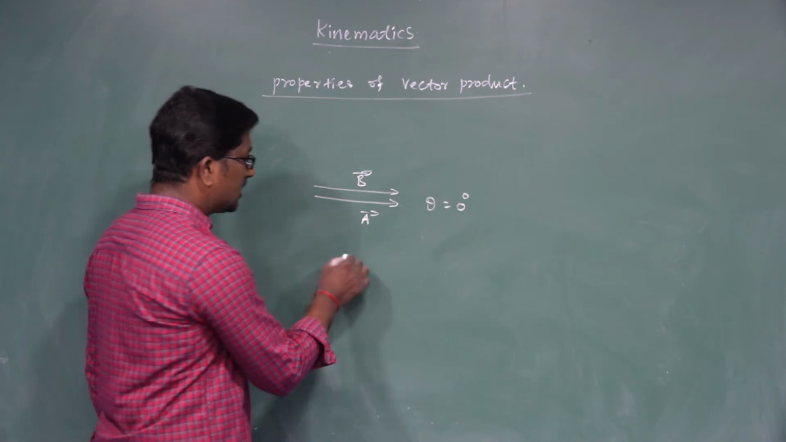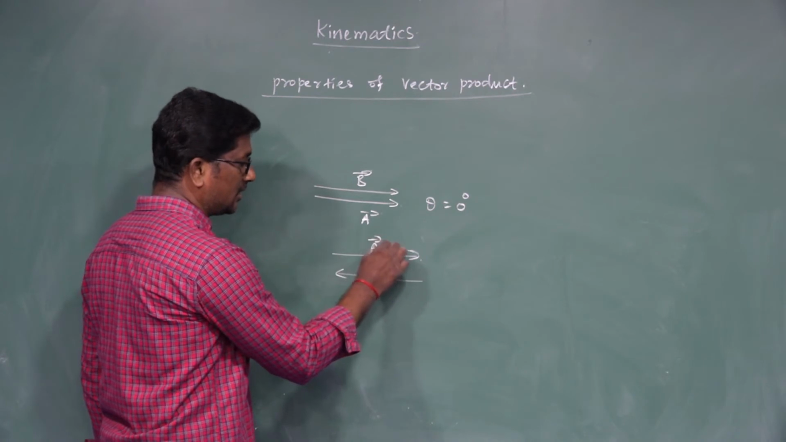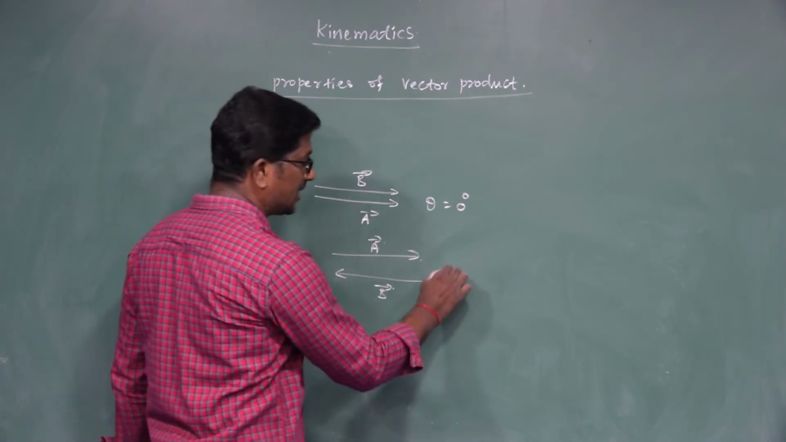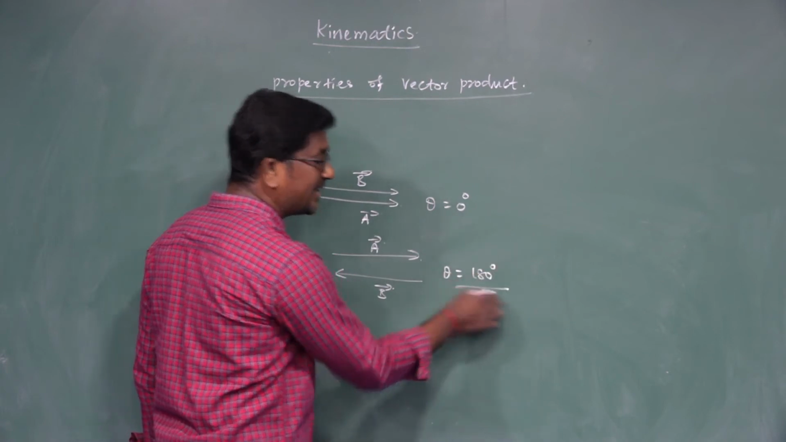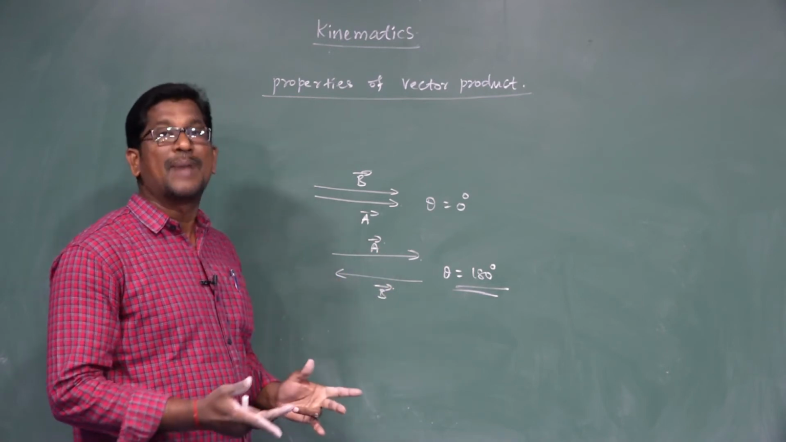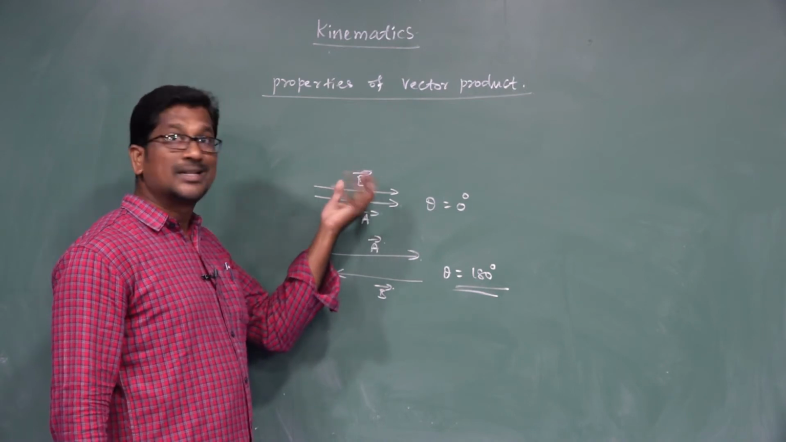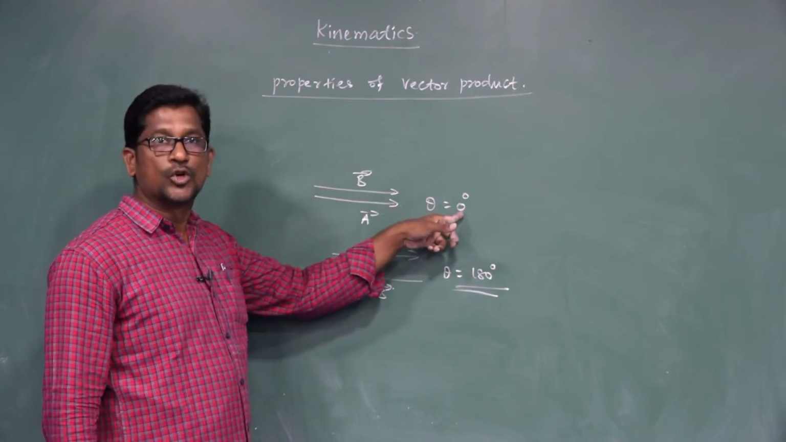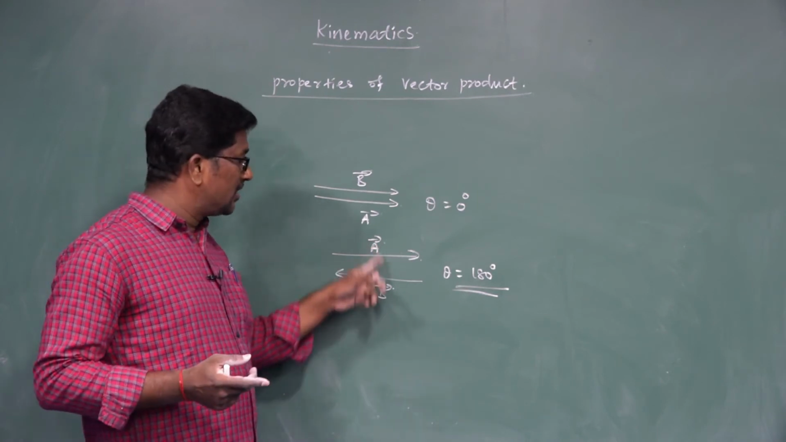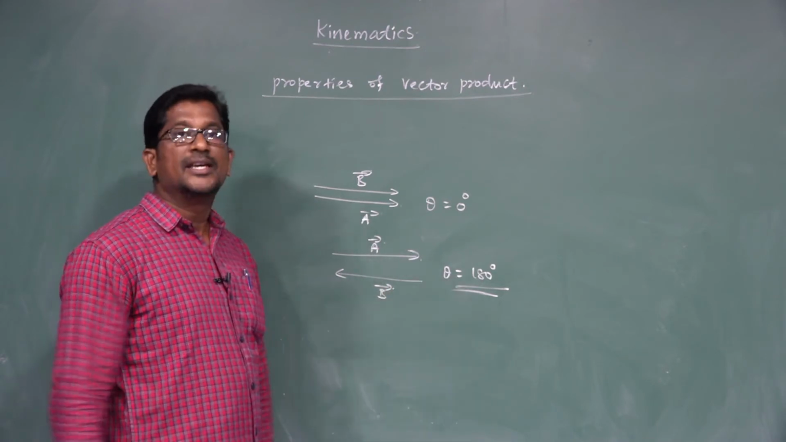Suppose A vector and B vector are acting like this. This is A vector and this is B vector. What is the angle between A vector and B vector? Here the angle between A vector and B vector is 180 degree, because the A vector and B vector are anti-parallel. So here A vector and B vector are parallel. If A vector and B vector are parallel, the angle between them is 0 degree. Here A vector and B vector are anti-parallel. If A vector and B vector are anti-parallel, then the angle between them is 180 degree.